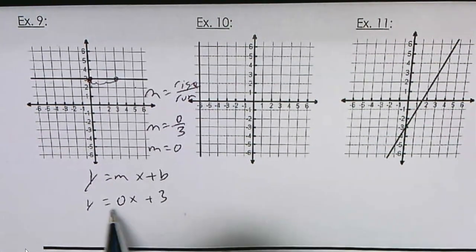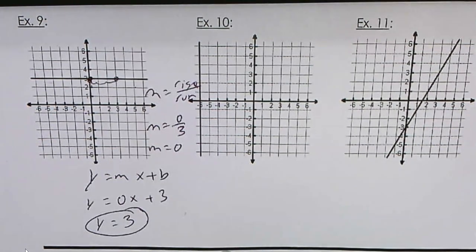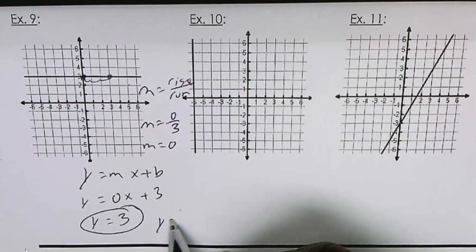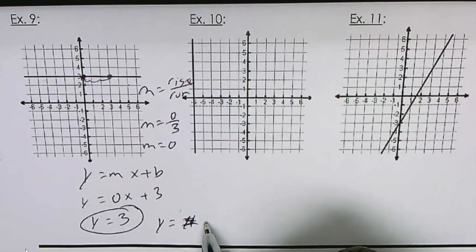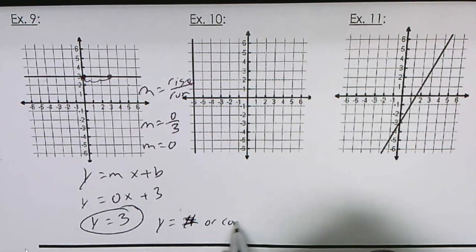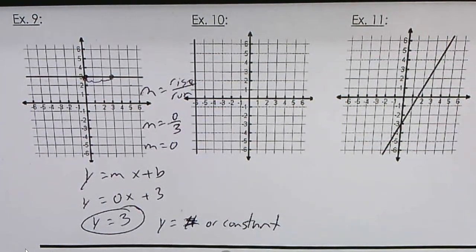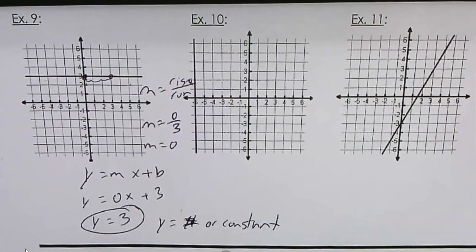But truthfully, you could write it this way, or you can just call it y equals 3. A horizontal line is always y equals some number or constant. Constant being some number without a variable. So you won't ever have a slope, because the slope is 0.